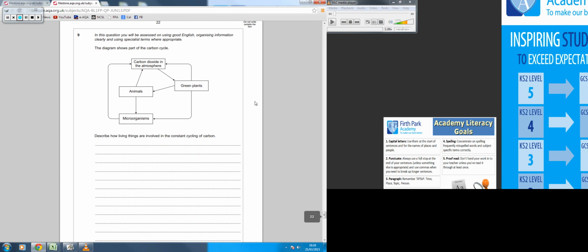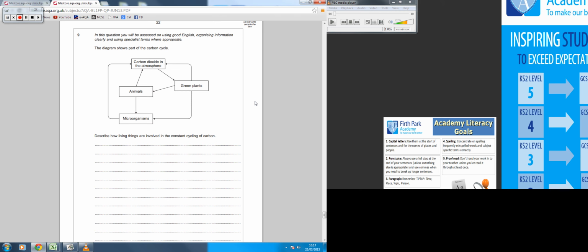Then finally, this is the foundation and higher tier crossover question. The diagram shows part of the carbon cycle. We have above it in this question, you'll be assessed on using good English. So we need to write in paragraphs and include keywords. That's all we need to do, write in paragraphs and include keywords. So we've got carbon in the atmosphere, green plants, animals, microorganisms. Describe how living things are involved in the constant cycling of carbon.